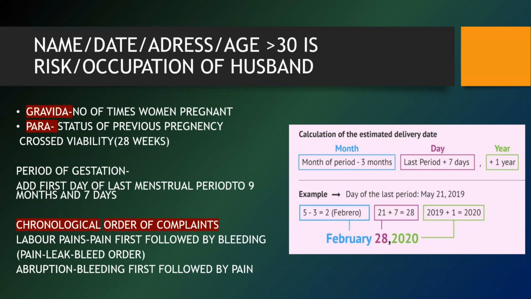How do we calculate EDD? To the first day of the last menstrual period, we have to add 9 months and 7 days. And we have to record the complaints in chronological order. Usually, if labor pains are there, pain comes first followed by bleeding, whereas in case of placental abruption, bleeding comes first followed by pain.